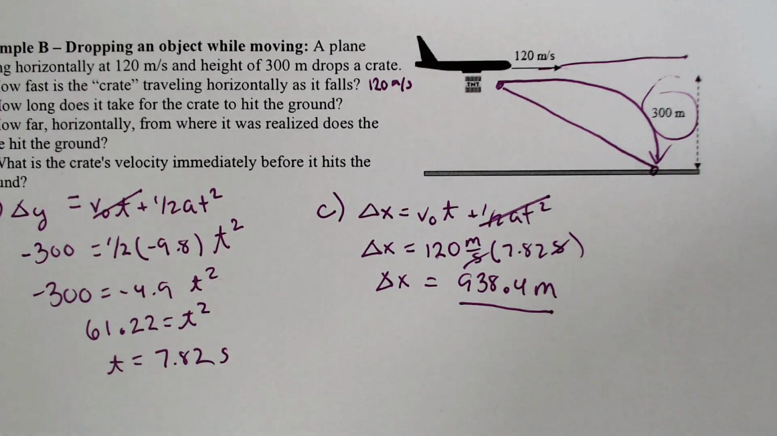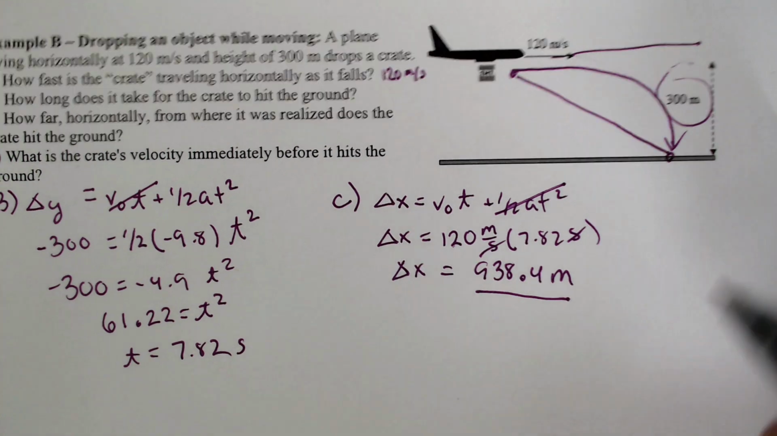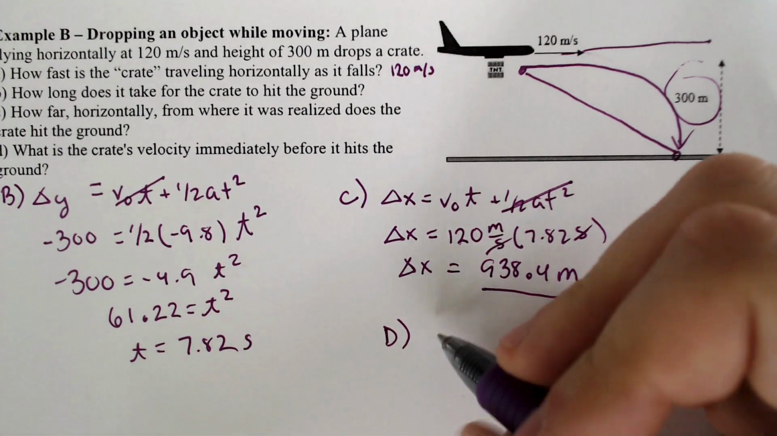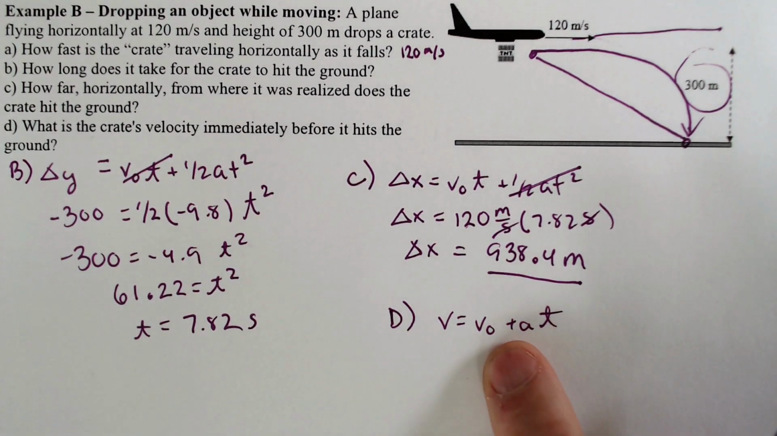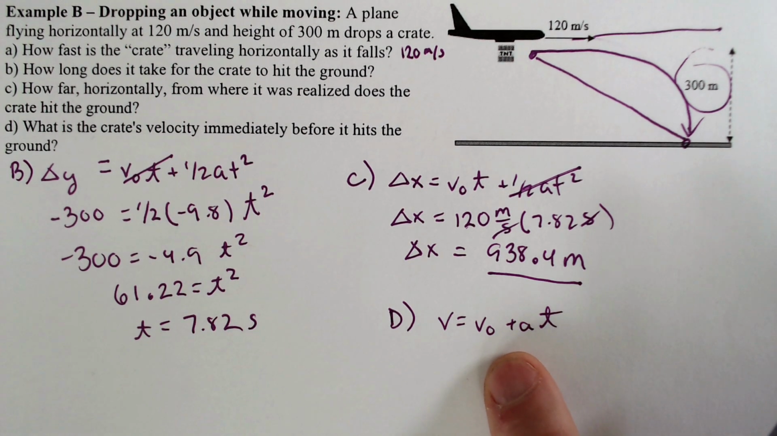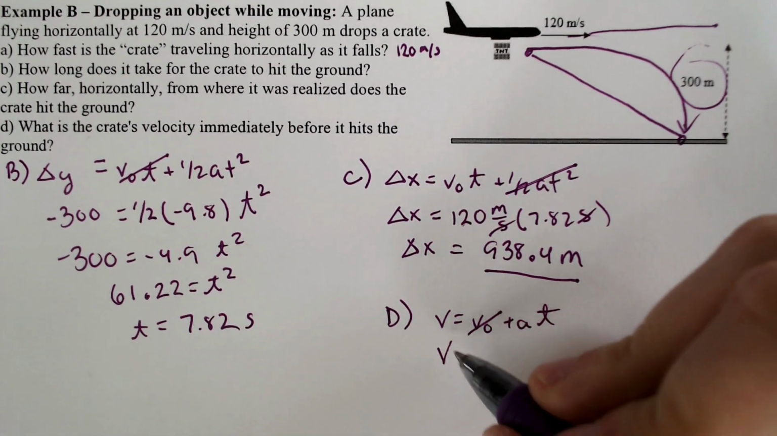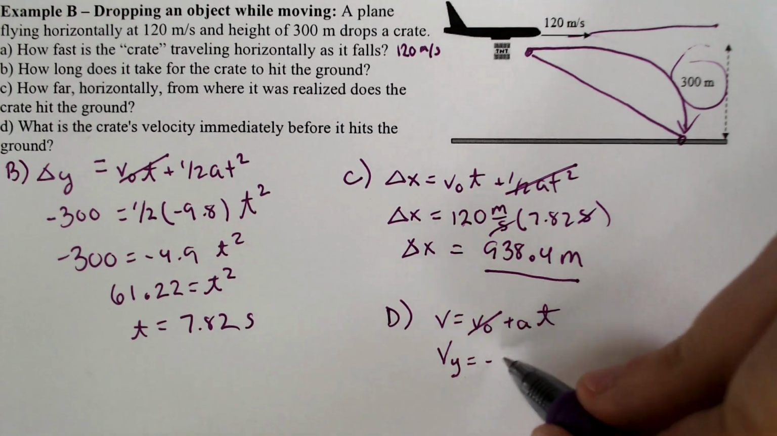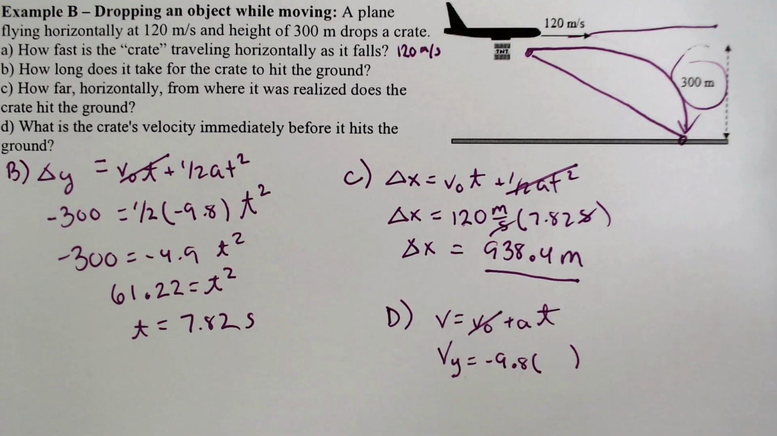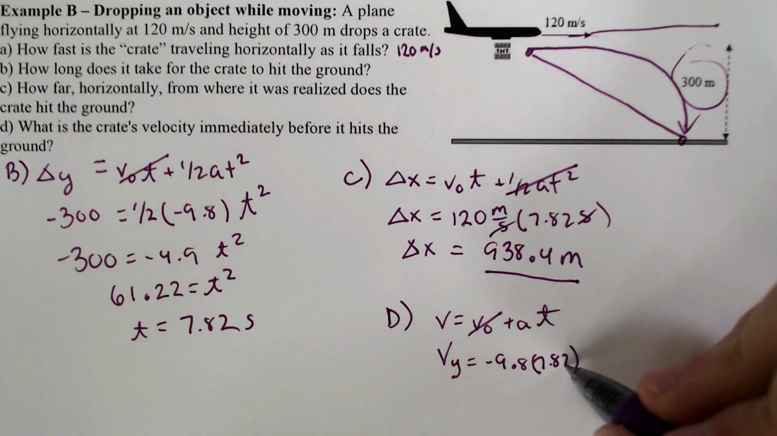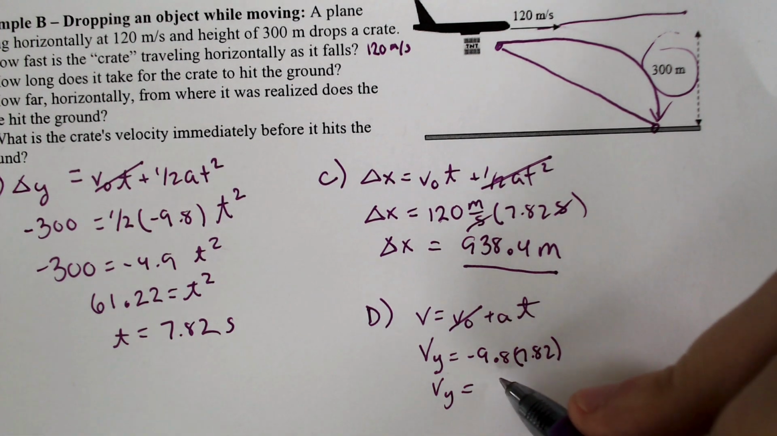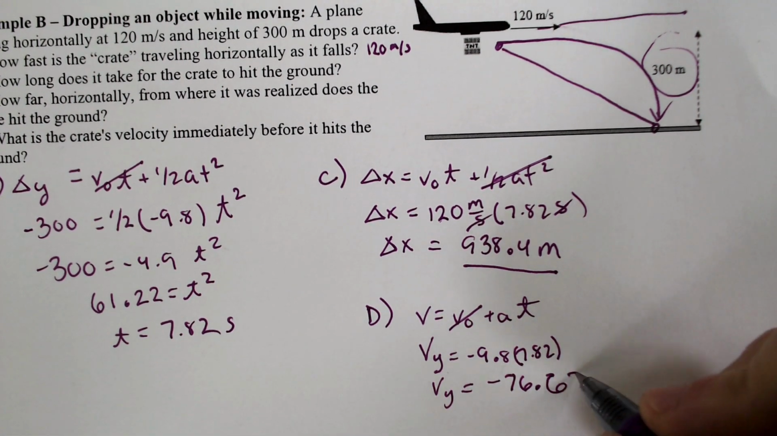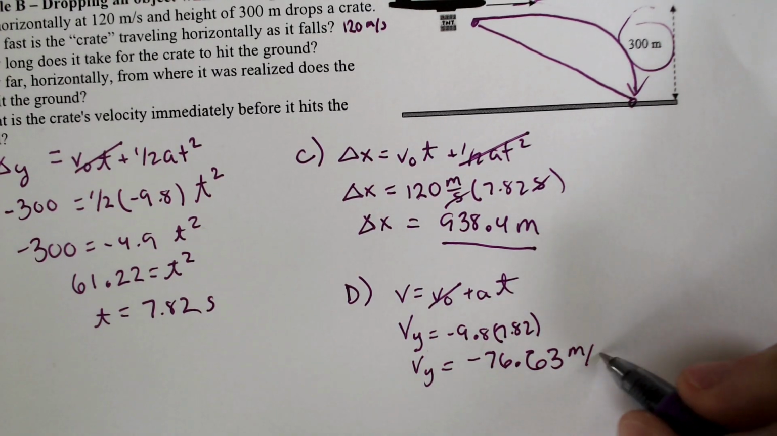So let's do that. For part D, v equals v sub 0 plus a times t. Well, v sub 0 for y is 0 because it didn't start with any initial velocity. So that part cancels. Your y velocity would equal the acceleration due to gravity, negative 9.8, times time, which is 7.82. And if we do that, we get 9.8 times 7.82. We get the y velocity is going down at negative 76.63. That would be in meters per second.